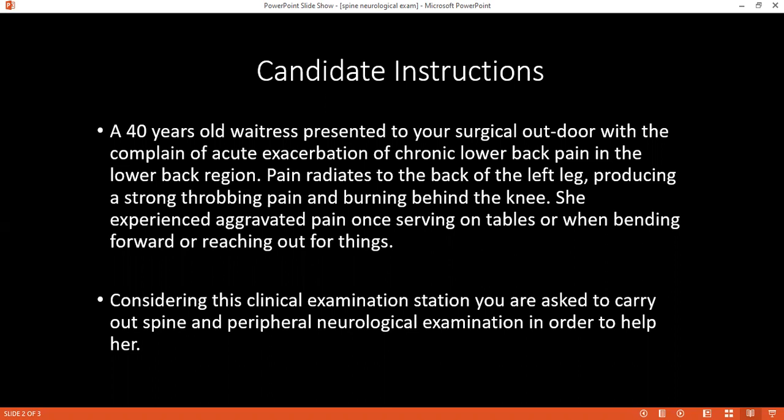She has the reflex tone on both lower limbs, which are fine, but plantar flexion is weak, and the sensation over the L5 dermatome on the left leg, on the left foot, is also reduced. She can't walk on her toes. The Schober's test is normal.